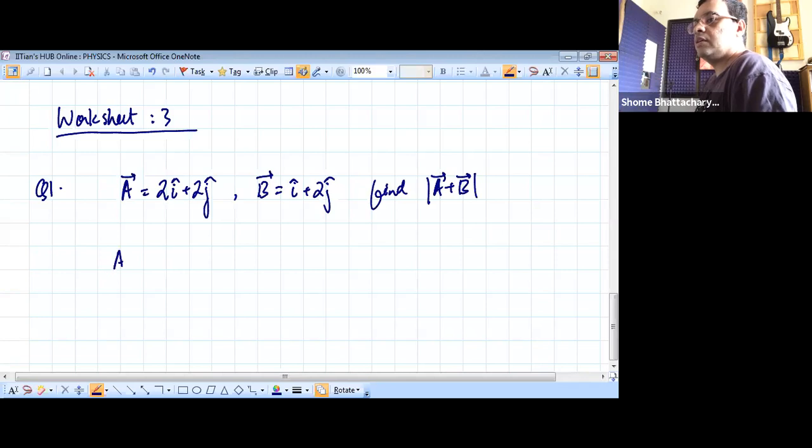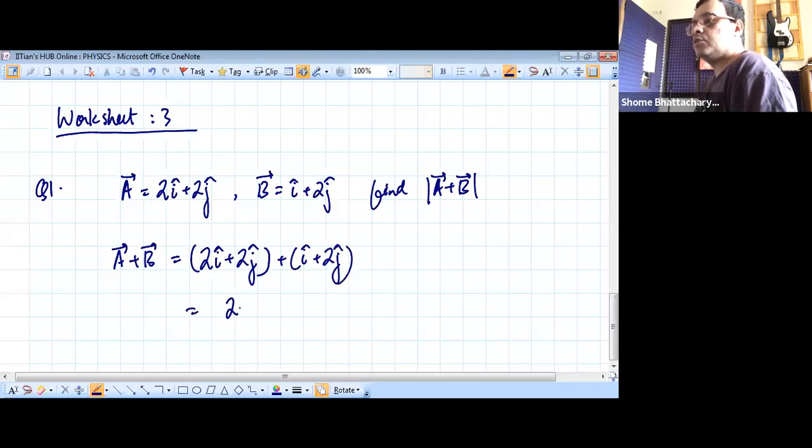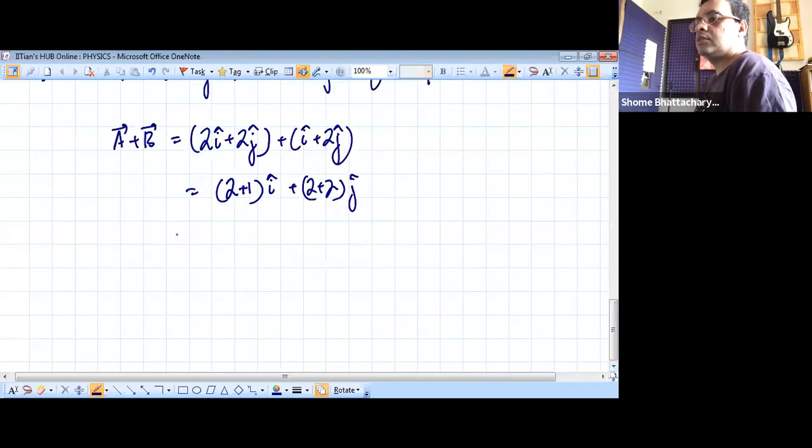So first find A plus B will be equal to this vector, that is 2i cap plus 2j cap plus i cap plus 2j cap. So now just open the brackets and take i cap common. So we have 2 plus 1 i cap plus 2 plus 2 j cap. So that becomes 3 i cap plus 4 j cap. Okay, so this is what our vector A plus B becomes.